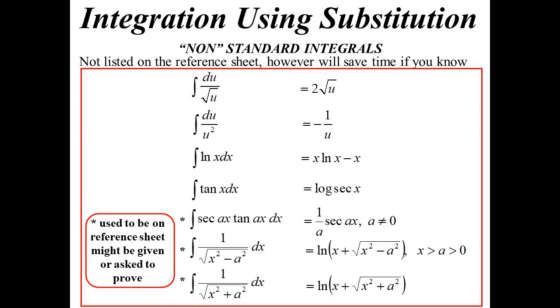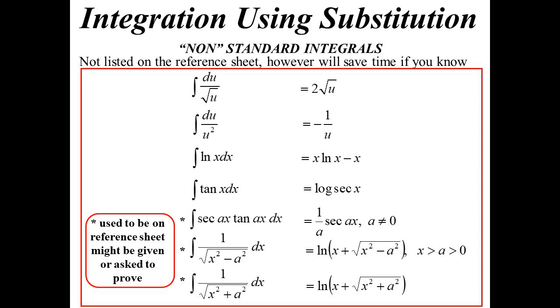They're very similar, you will notice. The only difference is the square root sign. Both of them become the log of x plus the square root of whatever is in the square root sign. I suppose technically there should be absolute values around them, but anyway.